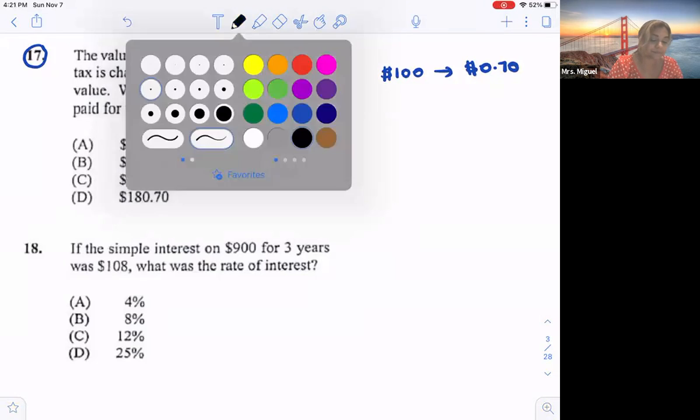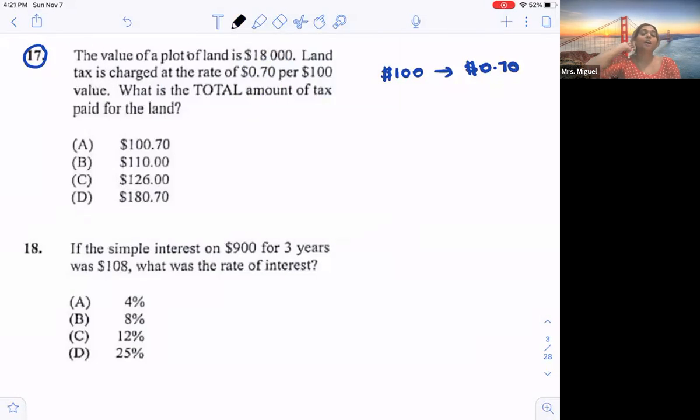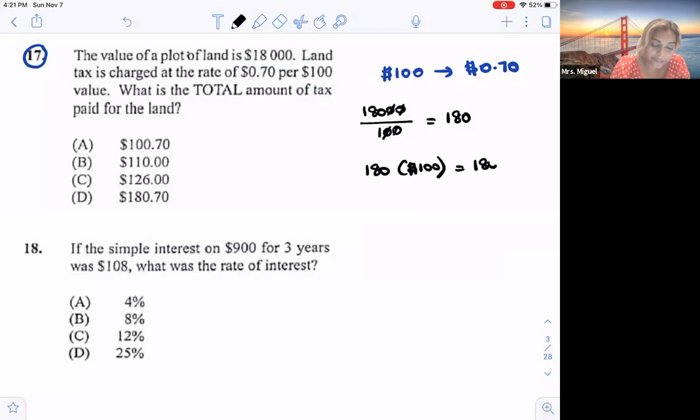You all understand? Yes, ma'am. So the property is valued at 18,000. So we need to find out how many hundreds are there in 18,000. So there are 180 hundreds in 18,000. So for 180 $100 parcels of land, we will pay 180 by 70 cents, and we will get 126.